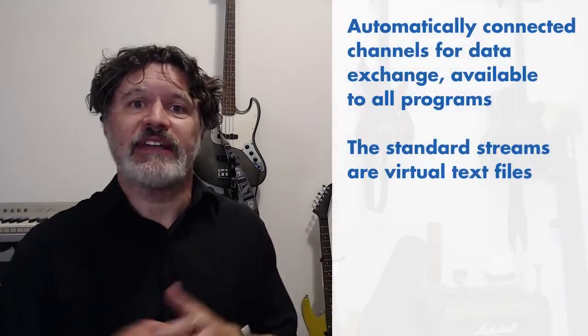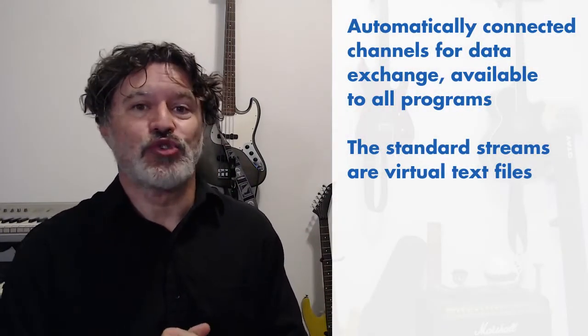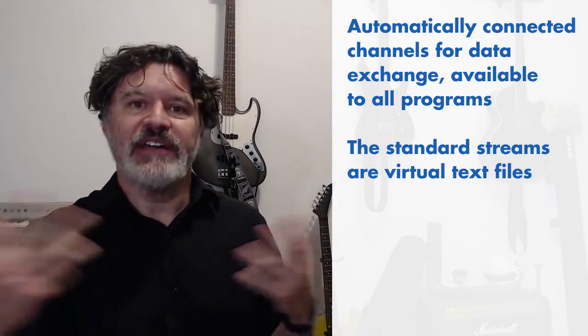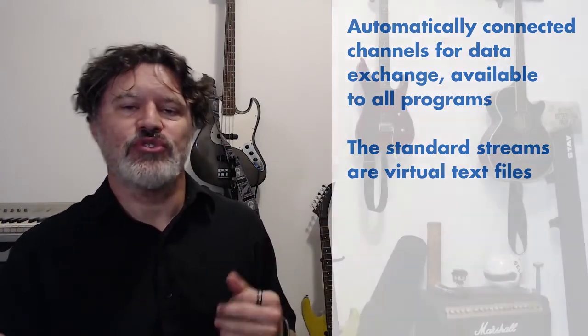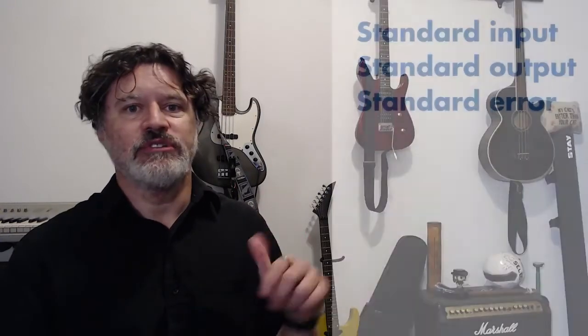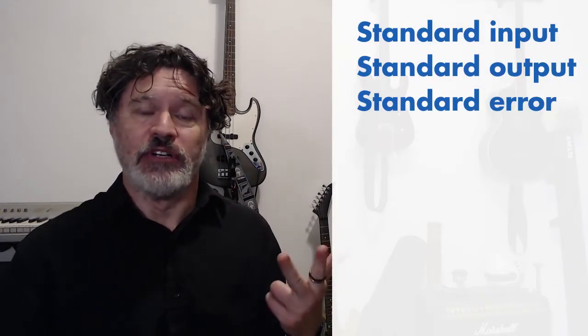We have learned about standard streams, which are those pre-connected, automatically connected virtual text files that allow data to flow between programs and files or between different programs. And we have learned as well about the redirection operators for them. So we have learned about standard input, standard output, and standard error, the three standard streams that we have in Linux.